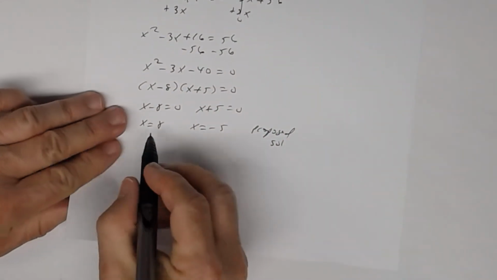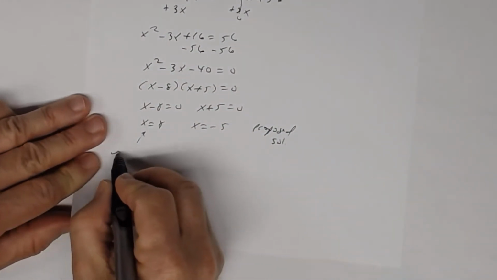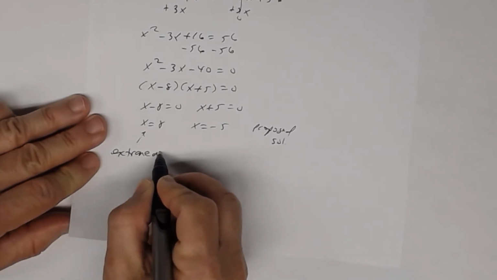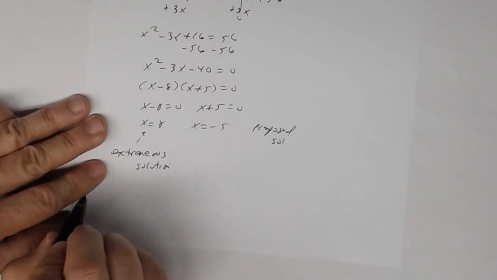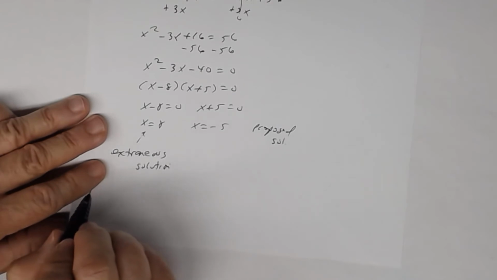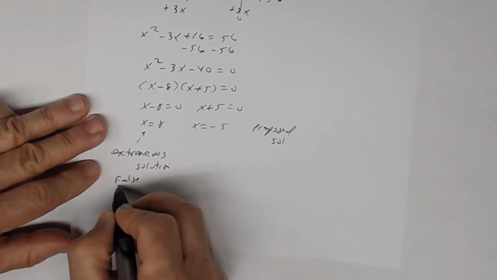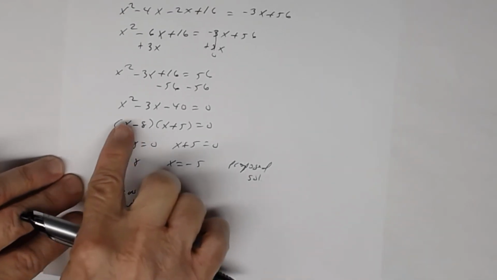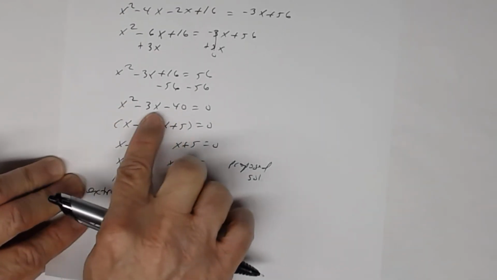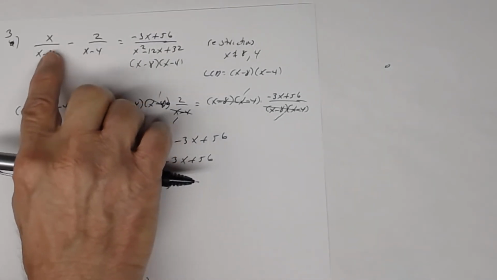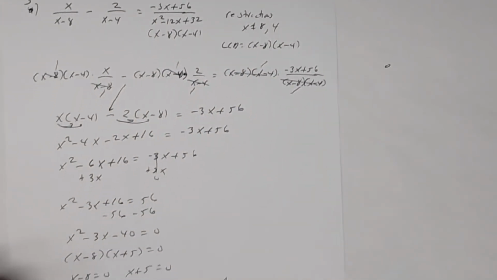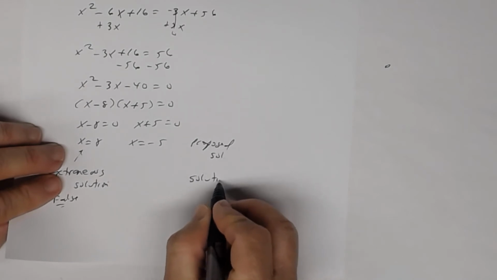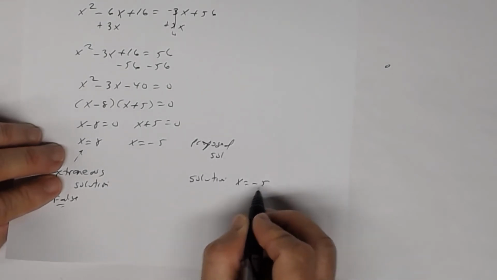And so what we say is that this x equal 8 is an extraneous solution. An extraneous solution. Meaning sometimes we'll use the word false solution. That's a false solution. It's a solution to this quadratic equation, but it's not a solution to the rational equation because of the restriction. All right, so the only solution, so in the blank you're going to say solution is just going to be x equal negative 5. All right, so that was number 3.